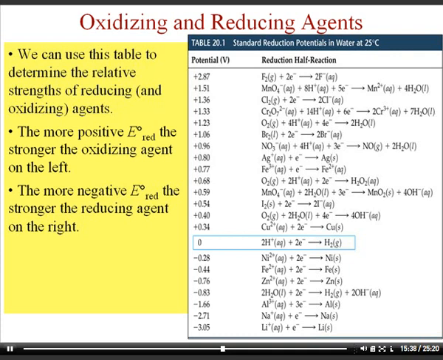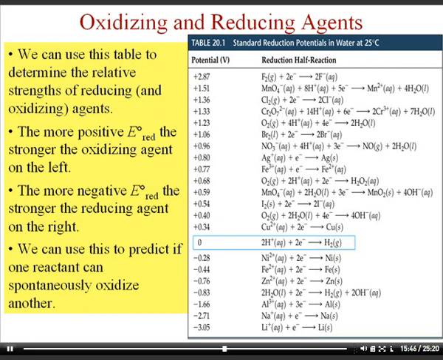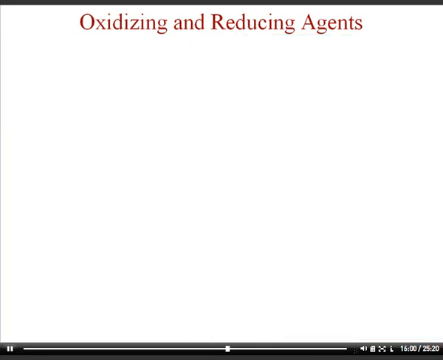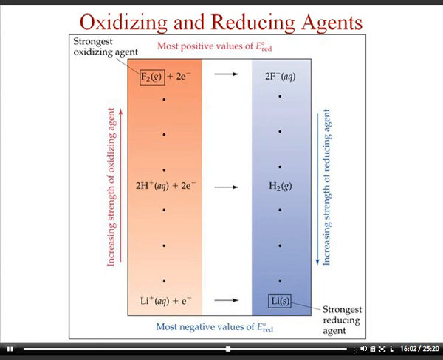The more negative the E reduction potential, the stronger the substance will be as a reducing agent, and it's going to be listed on the right side of the equation. So according to our chart, the strongest reducing agent will be lithium solid, because it has the most negative E naught reduction potential. So you can predict if one reactant can spontaneously oxidize another reactant. Here's again a visual of the strongest oxidizing agent and the strongest reducing agent.